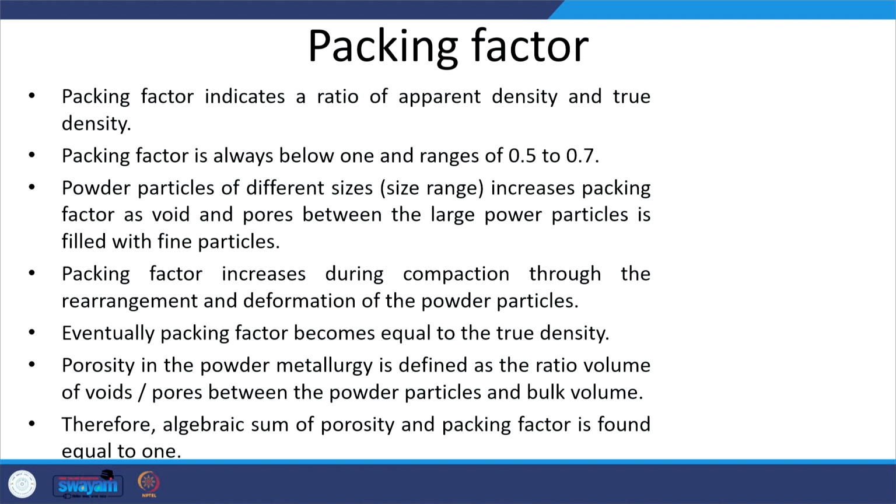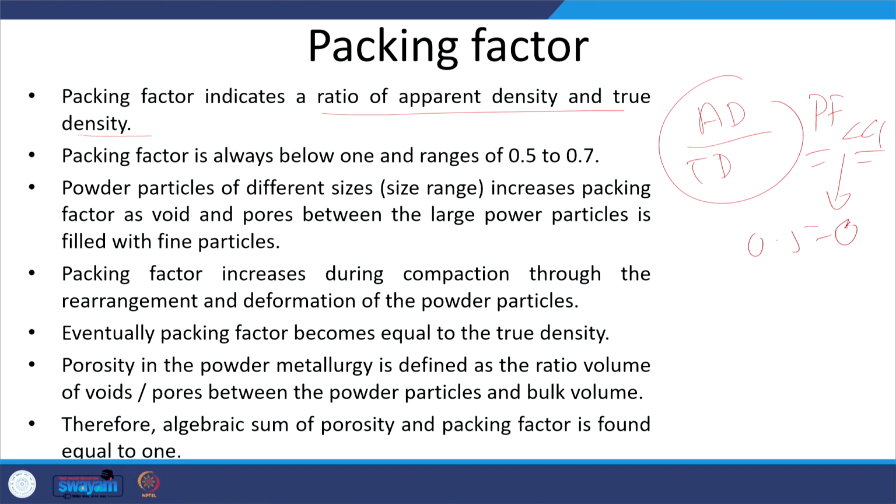Packing factor indicates the ratio of apparent density to the true density. We know that apparent density is lesser than the true density, and therefore this packing factor is always less than 1. Usually it ranges from 0.5 to 0.7, which means if the apparent density is high, then the packing factor also will be high.